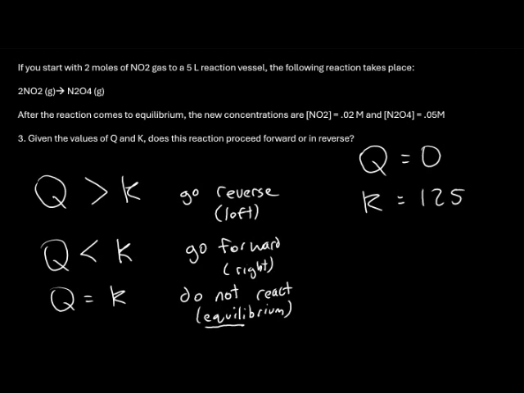Let's compare Q and K. Q is 0, and K is 125. We can definitely see that Q is less than K here. Therefore, because Q is less than K, this reaction would go forward. We react from left to right. Keep in mind that generally, anytime Q is 0, you will be reacting from left to right. If Q was higher than K, we would have reacted left.